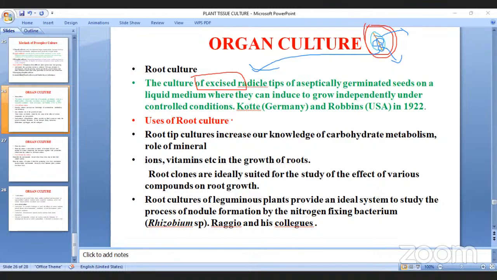Aseptically, a germinated seed in liquid medium can grow independently under controlled conditions. I already told you the controlled conditions at the very beginning. Root culture was first introduced by Cotte, a German scientist, and Robbins, a USA scientist, in 1922.